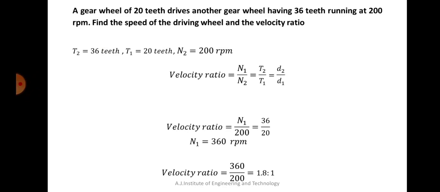So velocity ratio means N1 by N2, that is 360 by 200, that is 1.8. So velocity ratio is 1.8 is to 1. Okay, so that's how you have to find. In case they ask you to find velocity ratio, it is N1 by N2, isn't it? So now we have found out N1, then we have N2. So N1 by N2 will be equal to 360 by 200. So that is equal to 1.8 is to 1. So 1.8 is to 1 is the velocity ratio.